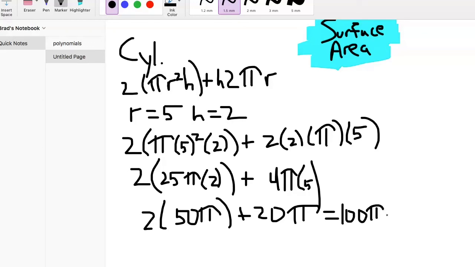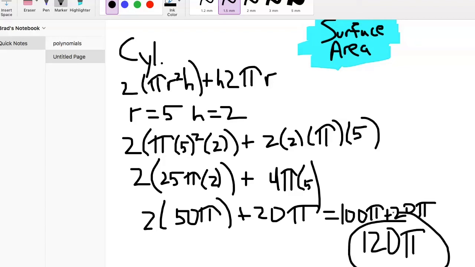And plus 20 pi. So when we add these together, we will end up with 120 pi. Okay, so it's a bunch of math. You got to know that formula. If you add the formula together, you take your time with the math, you'll be good.